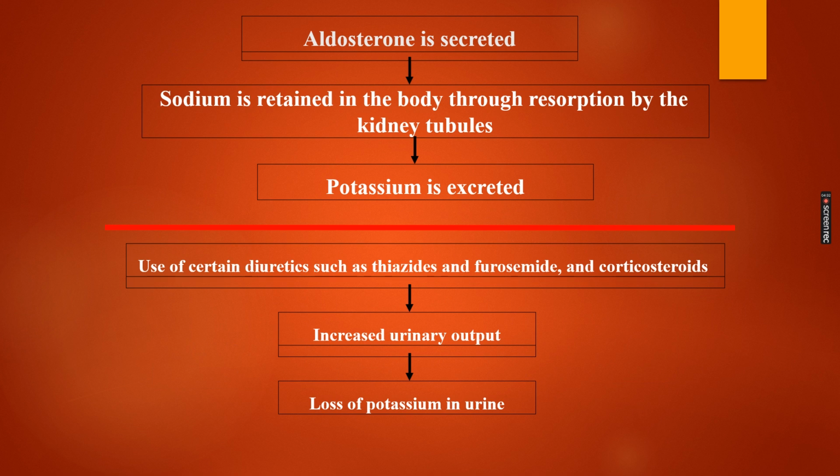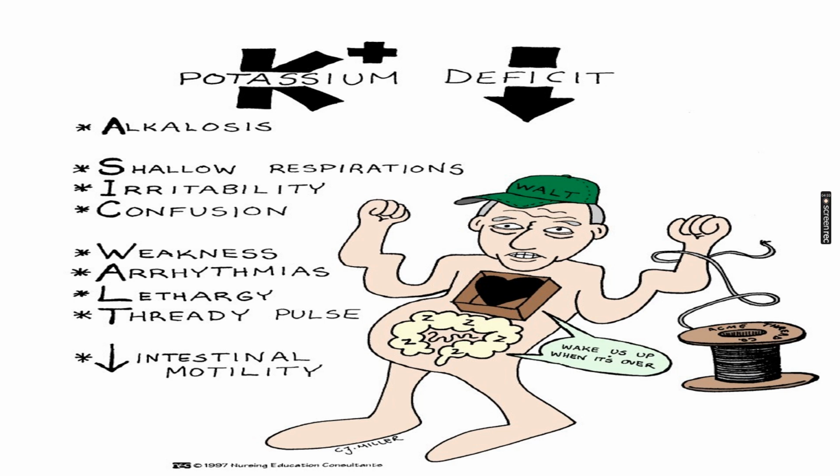Then the signs and symptoms. What signs and symptoms can the patient have? The first one is alkalosis. Alkalosis means the patient's pH level will increase. The normal pH level of the blood is 7.35 to 7.45. If this level goes up, the patient will have alkalosis. Then the patient will have shallow respiration, irritability, confusion, weakness, arrhythmias, irregular heart rhythm, lethargy, thready pulse, and decreased intestinal motility.